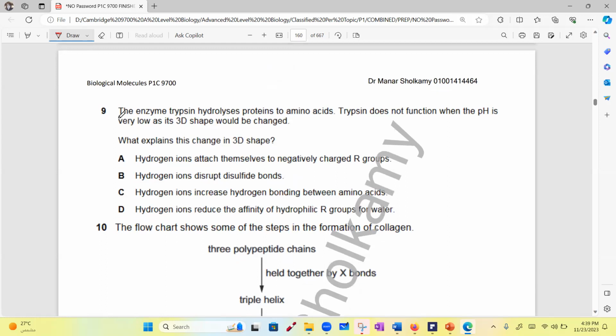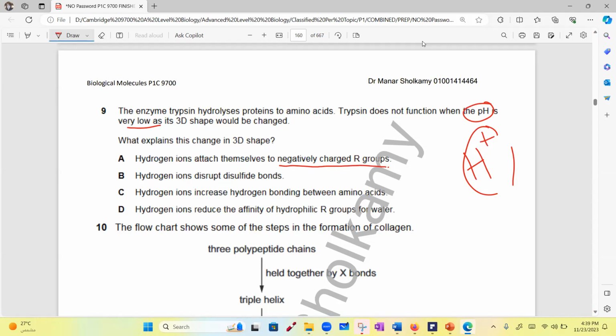Number 9, the enzyme trypsin hydrolyzes proteins to amino acids. Trypsin does not function when the pH is very low, as its 3D shape would be changed. What explains this change in 3D shape? Okay, when I have very low pH, then I have lots of hydrogen ions. And hydrogen ions are positively or negatively charged? Positive. Okay, now let's read. Hydrogen ions attach themselves to negatively charged R groups.